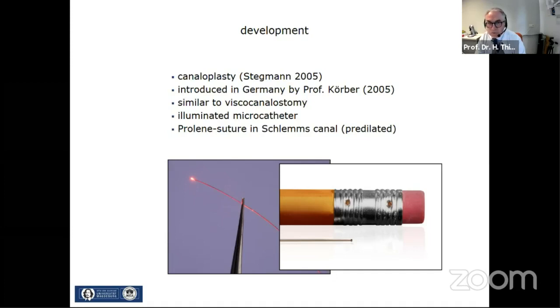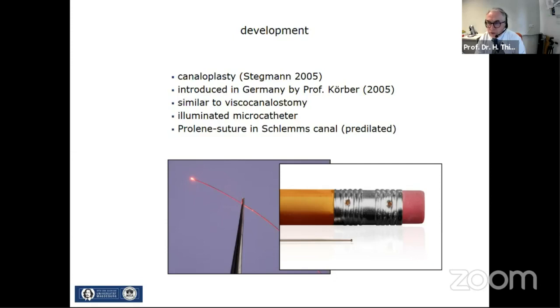And the data I'm going to present are his data, they're not my data. I just followed them up and worked them through. So he did the surgery. I'm not the one who did the surgery, so I must be clear about that. So we have data that are fairly old from canaloplasty from 2005 to 2007, that I'm going to present.